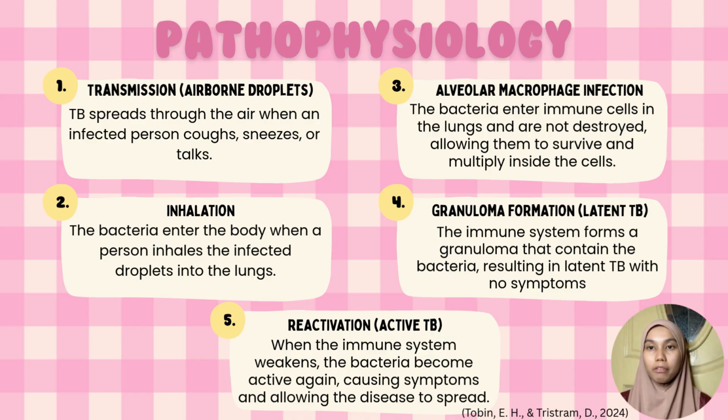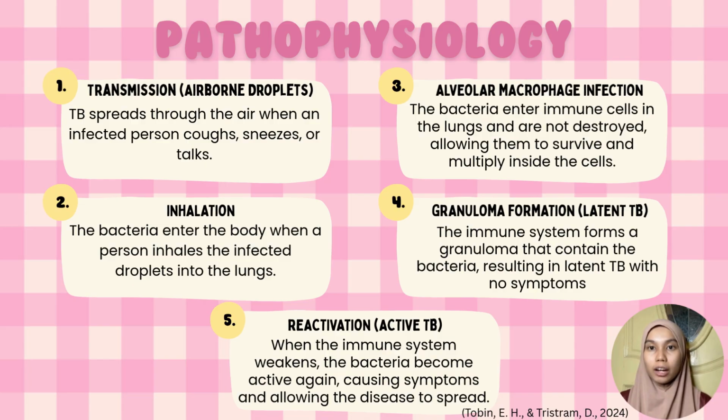Fourth is granuloma formation, also known as latent TB. To prevent the bacteria from spreading, the immune system forms a granuloma, which is a collection of immune cells surrounding the bacteria. This helps contain the infection and keeps the bacteria in an inactive state. At this stage, the person usually has no symptoms and is not contagious, but the bacteria remain alive inside the body.